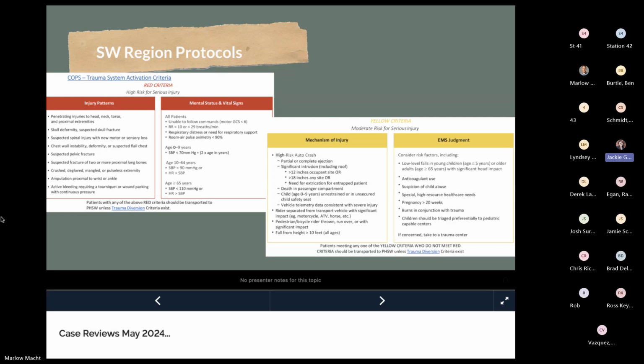And then as a reminder, our moderate risk or yellow criteria, this patient had significant intrusion based off of what EMS had reported, which we don't expect you to say how many inches. You can just say significant intrusion, and we can interpret that as the highest potential for modified.